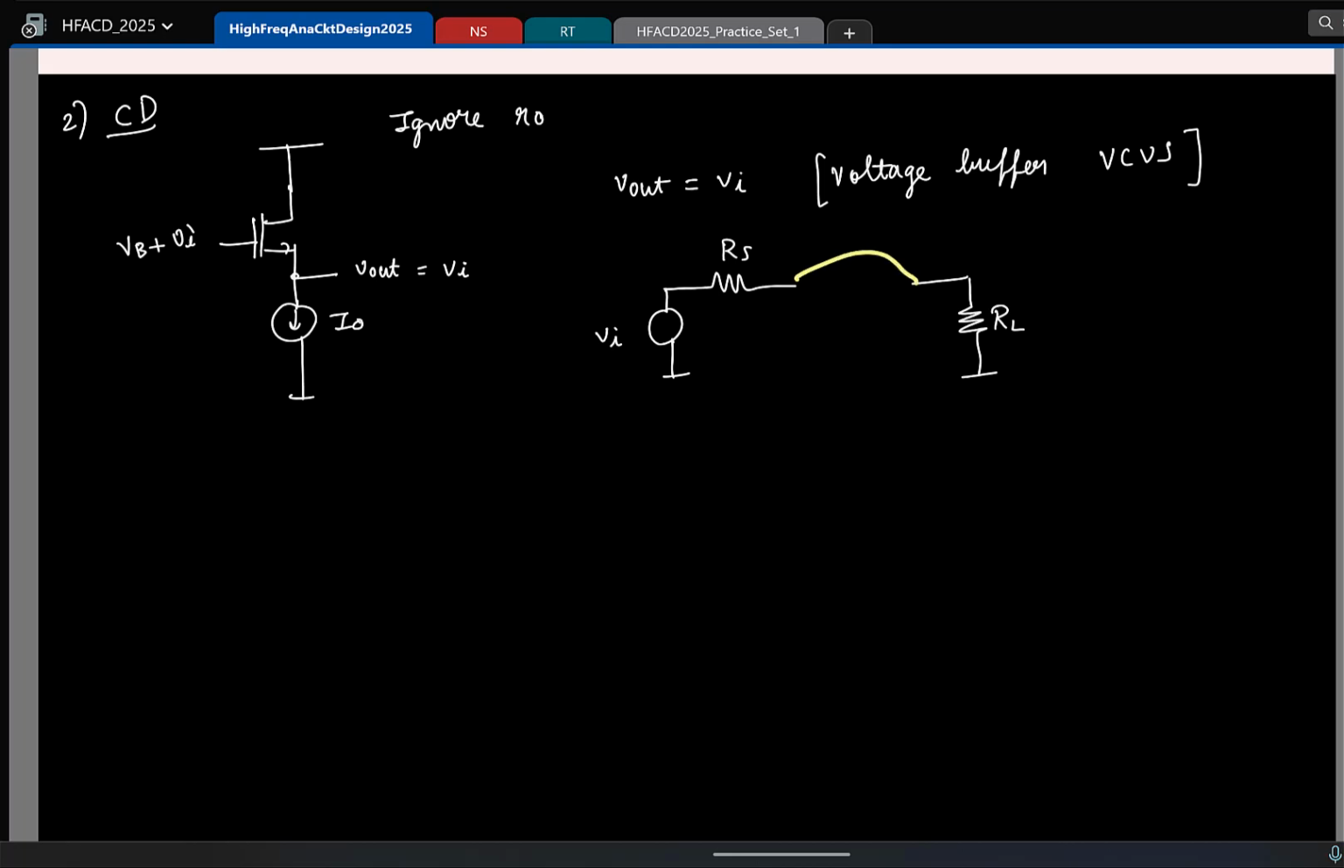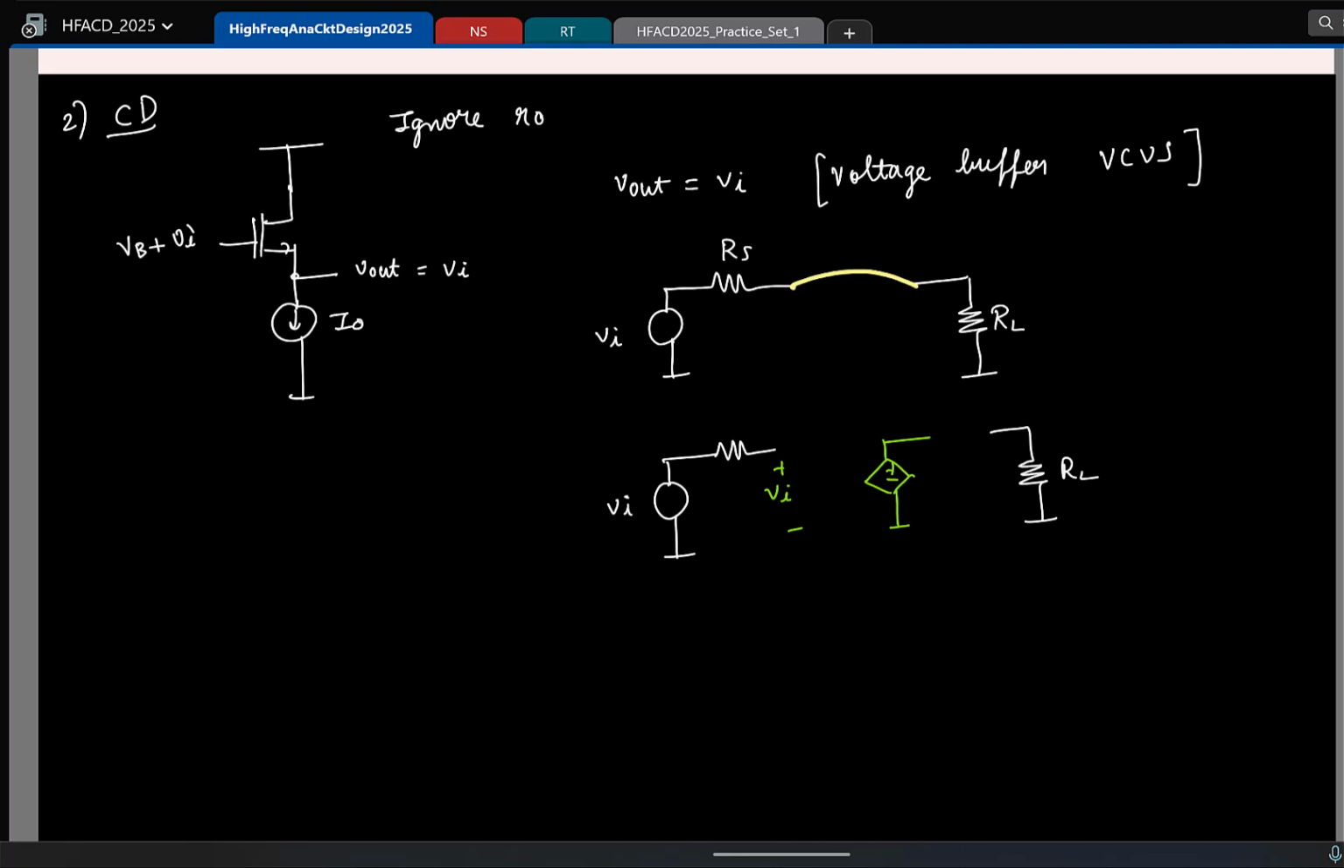If I go and directly connect it, what will happen? Will I get the entire Vi across RL? Only a fraction of it will be delivered to RL. So that's where you take help of a voltage buffer. So the idea is this, you have this. Now you connect a buffer here. What is the input resistance of an ideal buffer? Infinite, because it wants to make sure the entire voltage drops across the input of the voltage buffer. So it has an infinite input impedance, and then it copies this voltage and feeds it to the load RL.